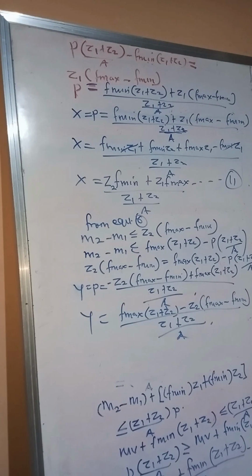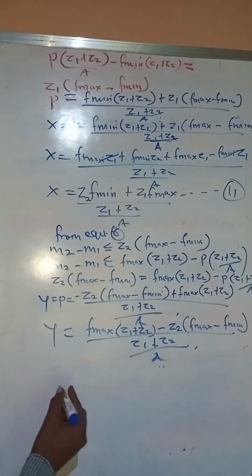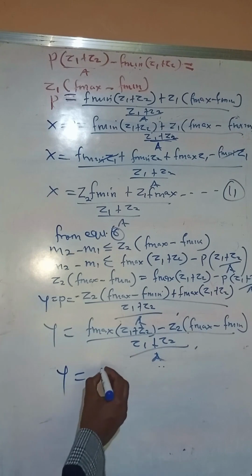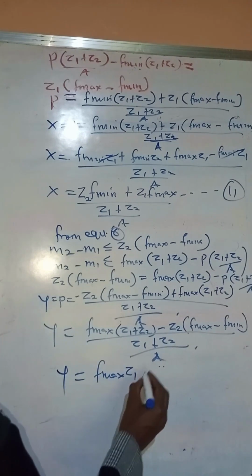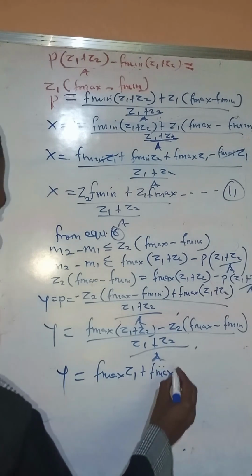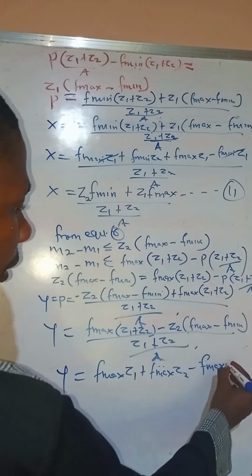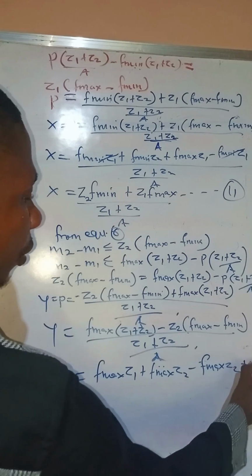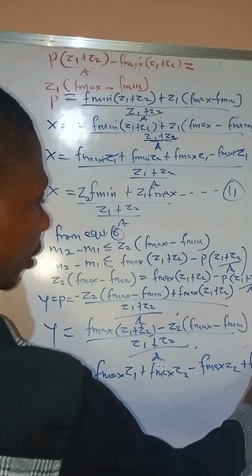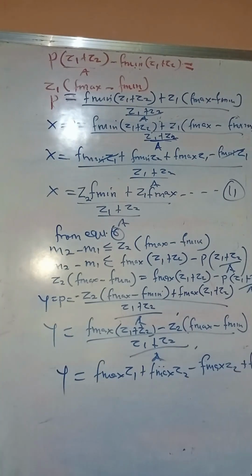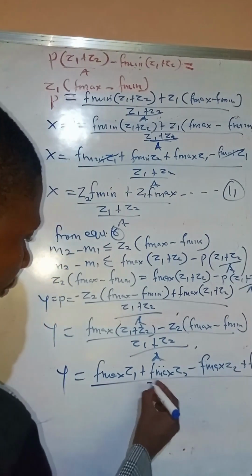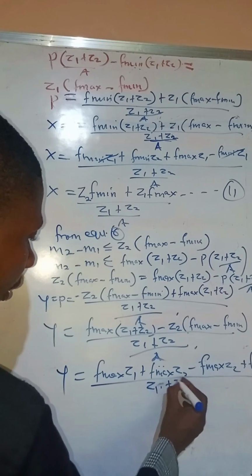So now we've gotten our Y, which represents our critical forces. We have two critical forces, X and Y. So now we've been able to establish the equation for X and Y. Let's simplify this equation further. We can have Y to be F maximum Z1 plus F maximum Z2 minus F maximum Z2 plus F minimum Z2.